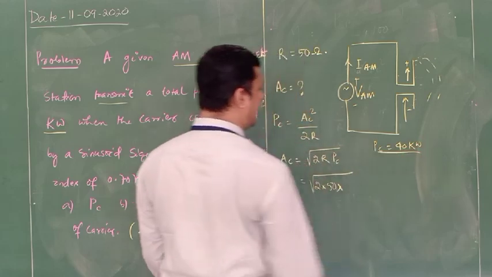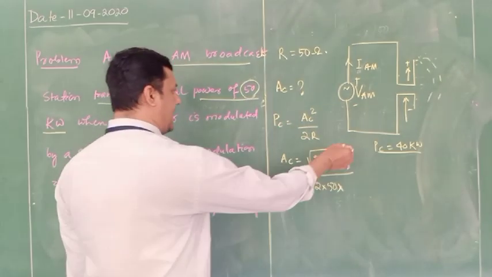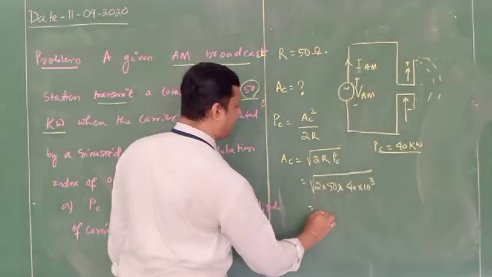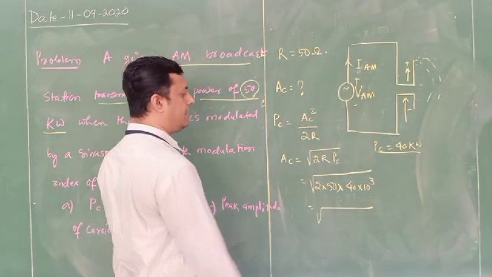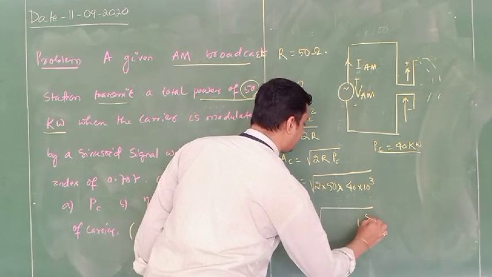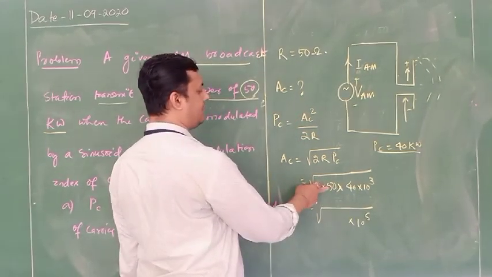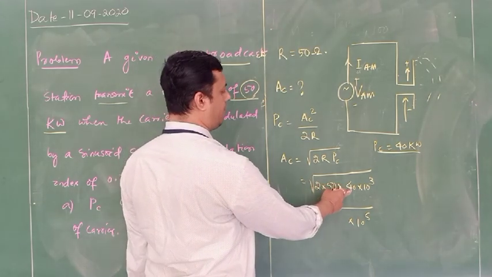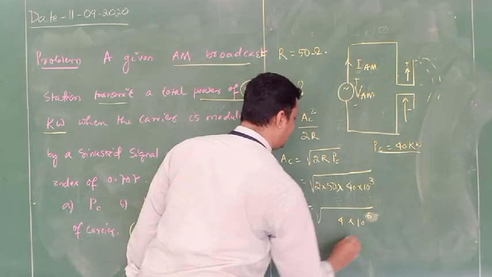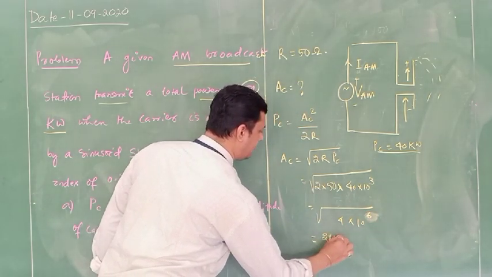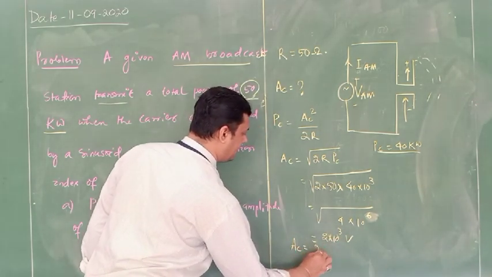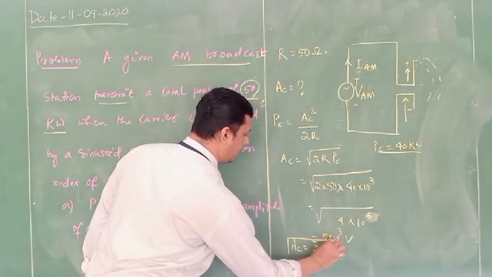So this is the carrier power. Substitute it here, 40 into 10 to the power 3. Now if you solve this, how much will you get? 100 into 40 into 10 to the power 3 gives 4 into 10 to the power 6. So Ac is 2 into 10 to the power 3 volt. Or you can say the carrier amplitude is 2 kilovolt.